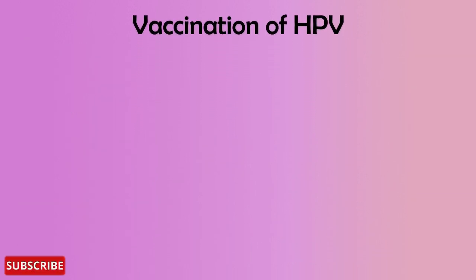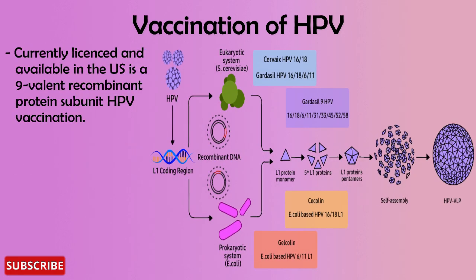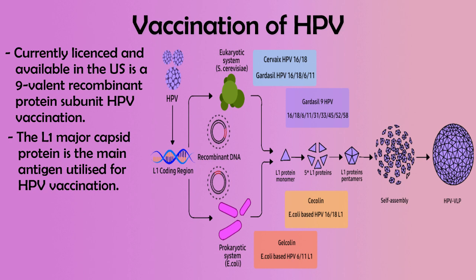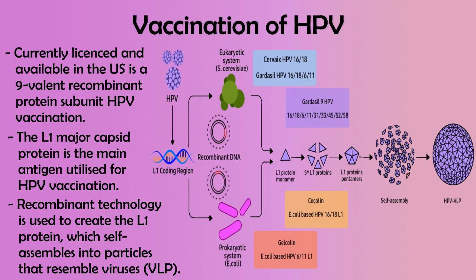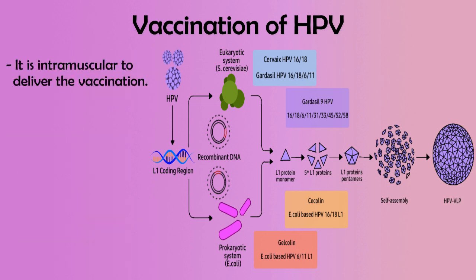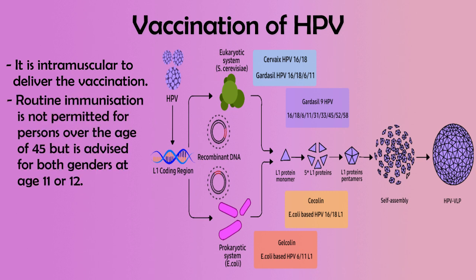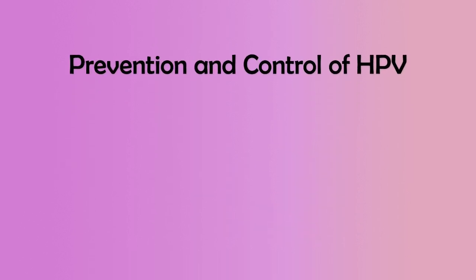Vaccination for human papillomavirus. Currently licensed and available in the US is a 9-valent recombinant protein subunit HPV vaccine. The L1 major capsid protein is the main antigen utilized for HPV vaccination. Recombinant technology is used to create the L1 protein, which self-assembles into particles that resemble viruses. The vaccine is delivered intramuscularly. Routine immunization is not recommended for persons over the age of 45, but it is advised for both genders at age 11 or 12. Lastly, prevention and control.